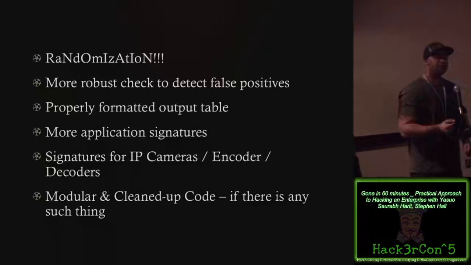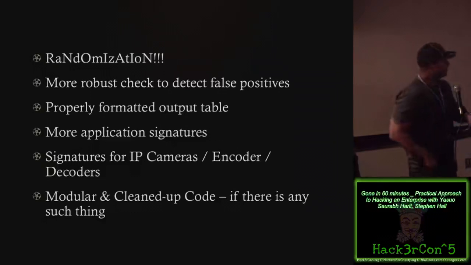So we added randomization. Now it randomizes the IP and port, so you're not attacking one particular IP or port all at the same time or for all the applications. One IP and port is hit first, and then something else, and then something else. You know how randomization works. We also added a more robust check to detect false positives, to figure out if we are hitting the right IP and port, and if there's an application running on it or not. And a properly formatted output table. We used to have a bad output table. Now, thanks to Steven here, we have a pretty output table.